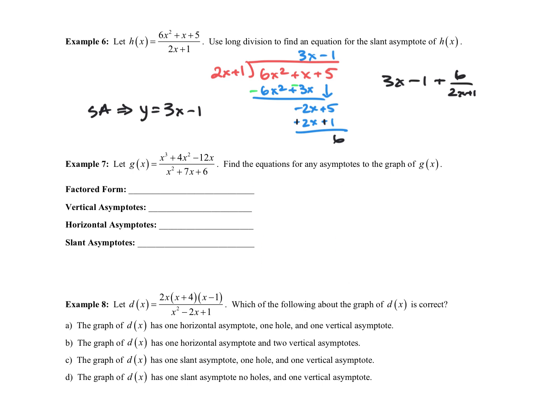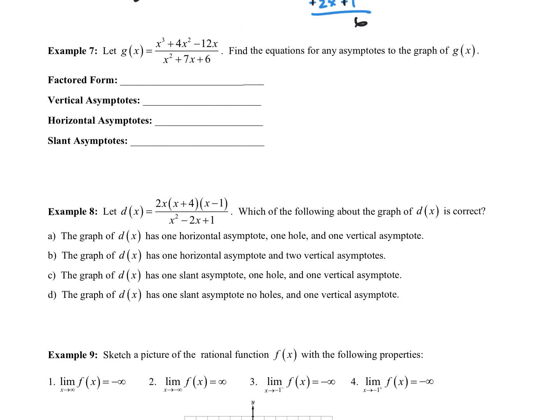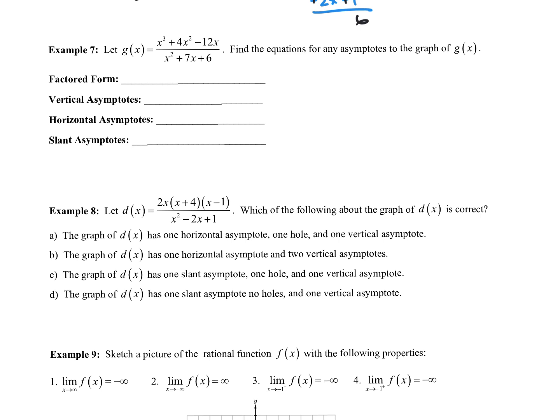All right, let's look at example 7 now. So I have this cubic over this quadratic. So, first of all, will this have a slant asymptote? Yes. All right, but we're going to keep going. We want to talk about vertical asymptotes, horizontal and slant asymptotes in its factored form. All right, so here we go.